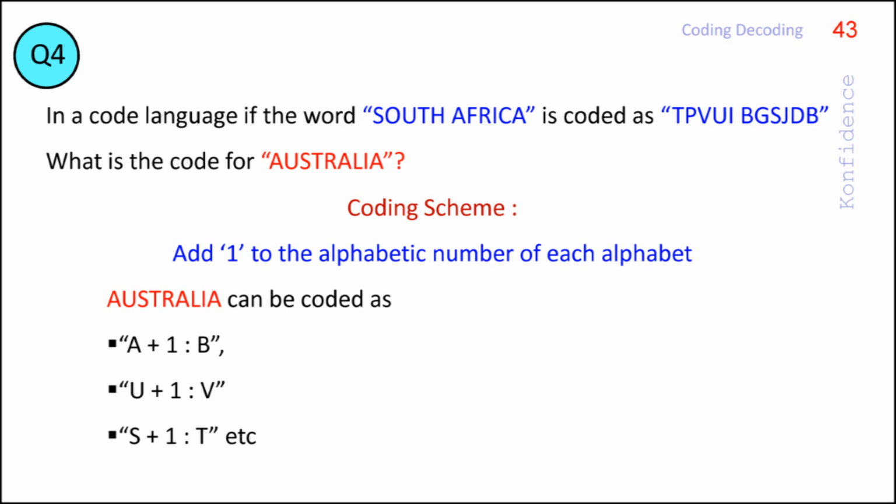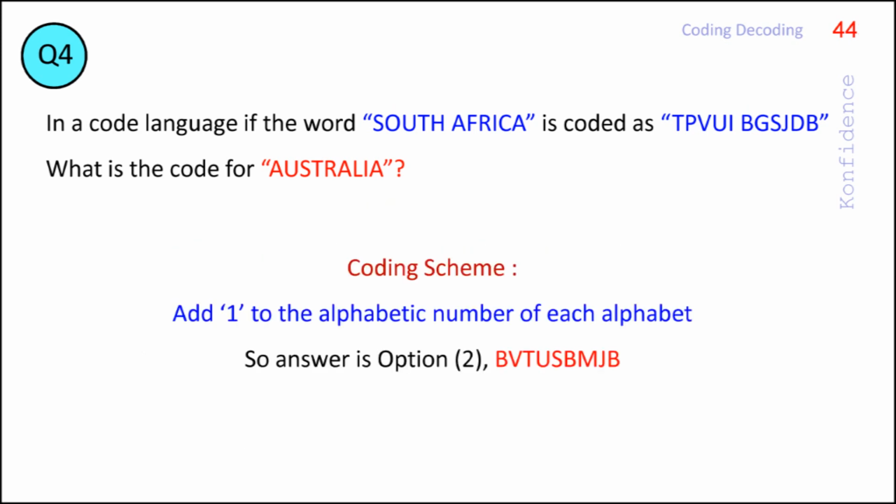Applying the same logic, Australia can be coded as A plus 1, which is B, U plus 1, which is V, S plus 1, which is T, etc. So the code would be option 2.